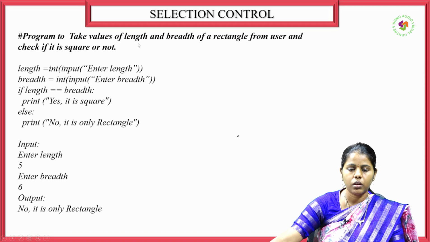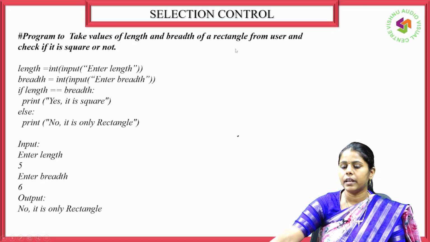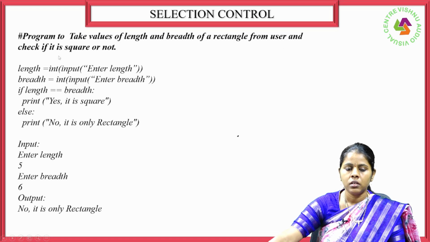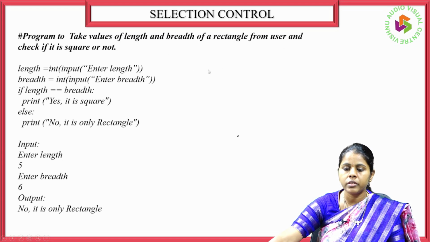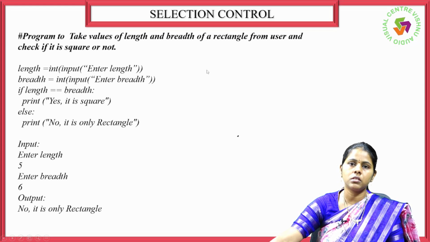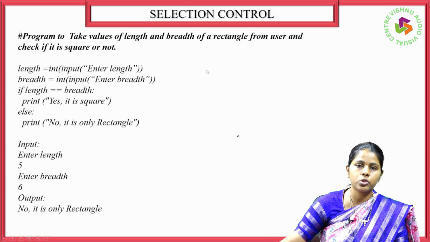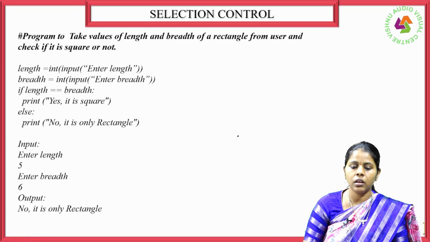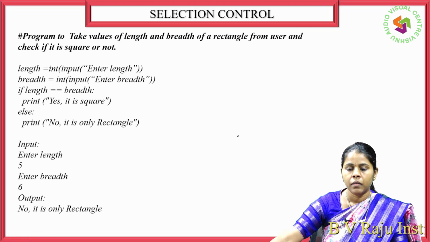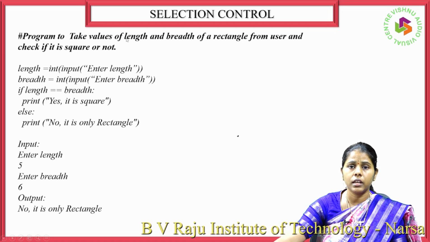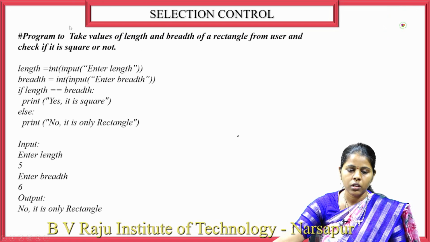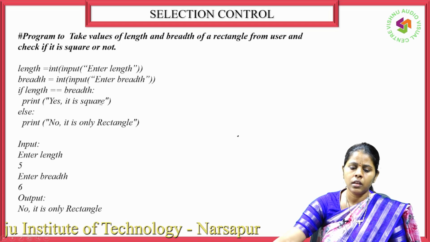Now look at the program to take values of length and breadth of a rectangle from the user and check if it is a square or not. What is the logic of this program? We are taking length and breadth from the user, so we have to use the input statement. Then, based on length and breadth, if they are equal, it is a square. If not equal, it is a rectangle.